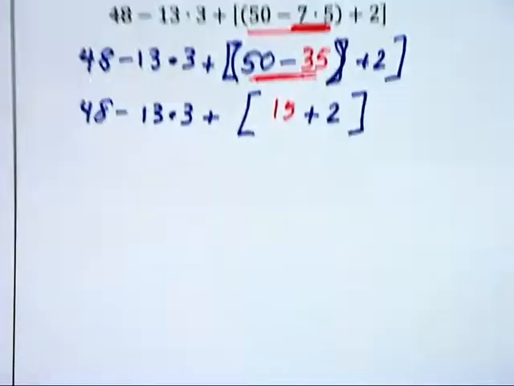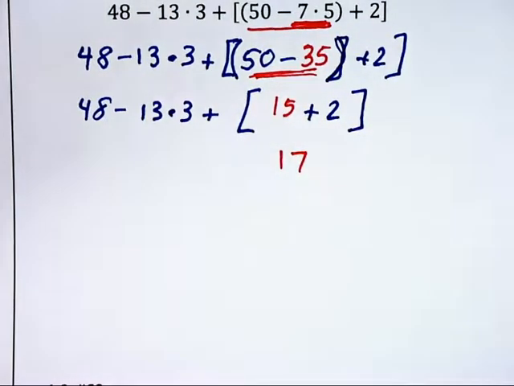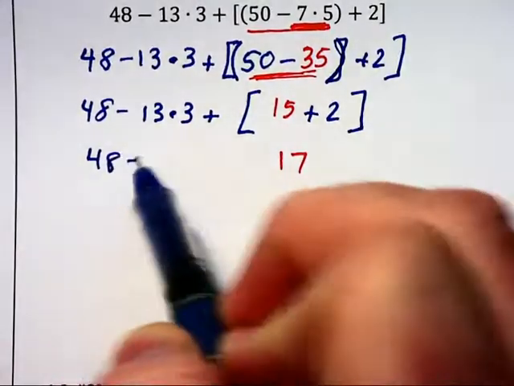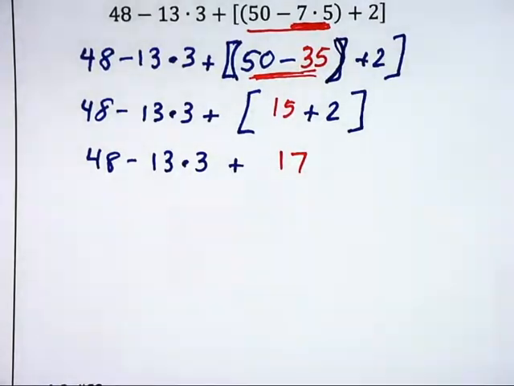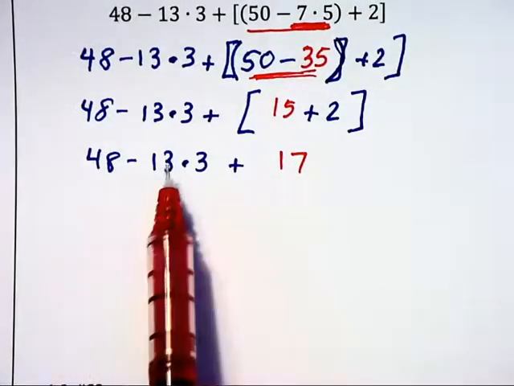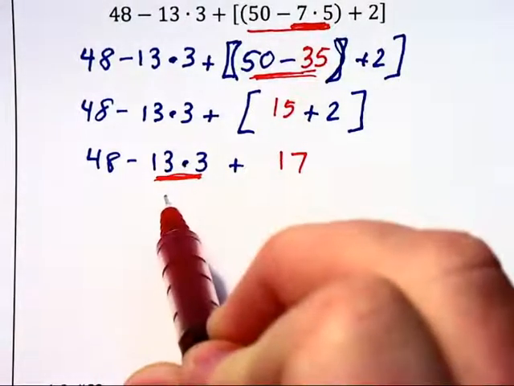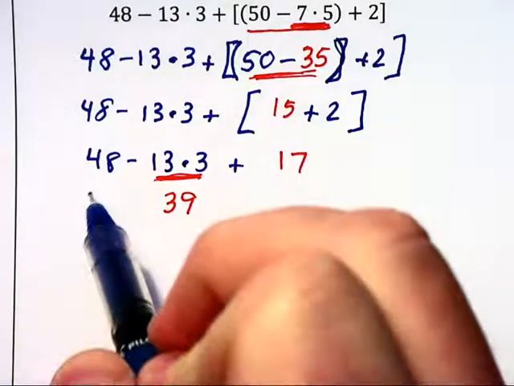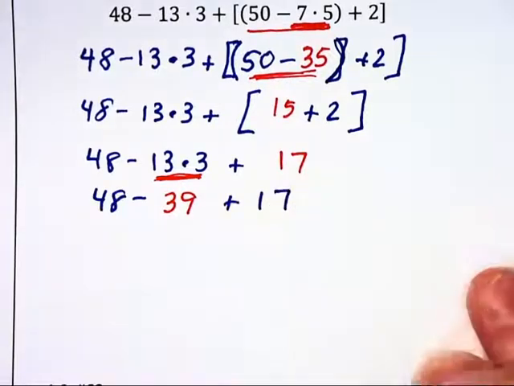Now working inside the bracket, we're going to get 17, and essentially we've used up the bracket. There's nothing else to be done in there, so I'm just going to drop it off. We have 48 minus 13 times 3 plus 17. All we have left is subtraction, multiplication, and addition, and multiplication is more important, so we're going to do it first. 13 times 3 is equal to 39. 48 minus 39 plus 17 is all that's left.